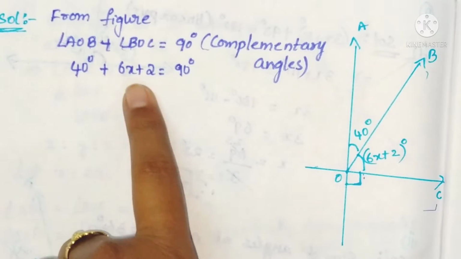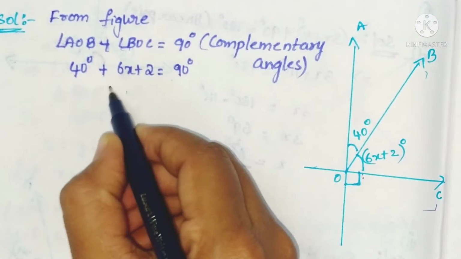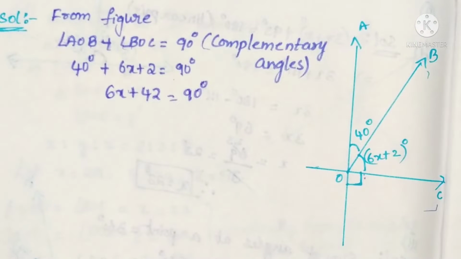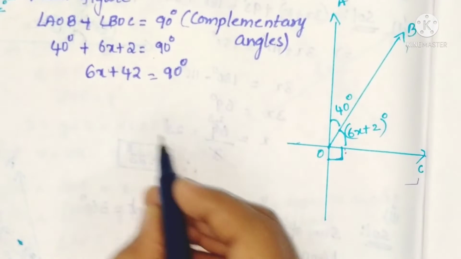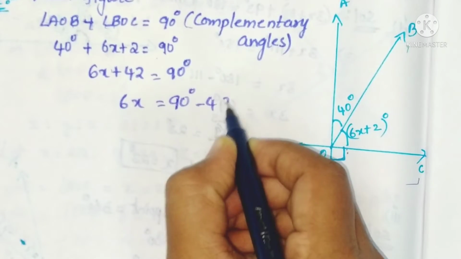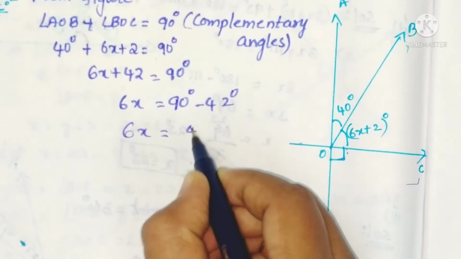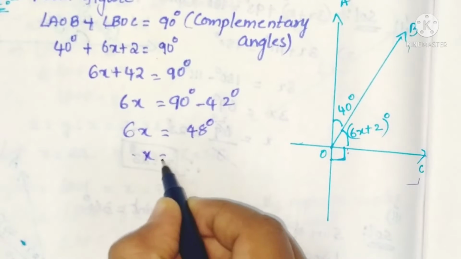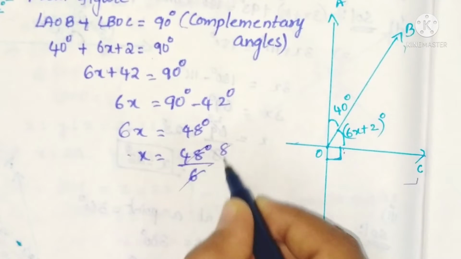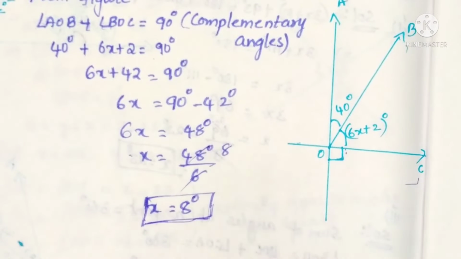So 40 degrees, AOB and BOC, 6x plus 42 equals 90 degrees. So if we transpose plus 42 to this side, it will be minus. So 90 minus 42, how much? 90 minus 42 will be 48. So x is equal to 48 degrees by 6. 6 ones are 6, 6 eights are 48. So what is x? x is equal to 8 degrees.